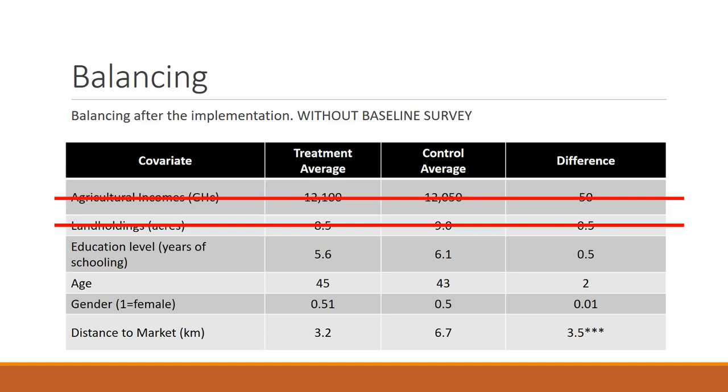All right, so they're not going back to school. This one's not going to change. The age is not going to change. The gender is not going to change. Where the farmer lives, the distance to the market is probably not going to change. So we can balance across these variables.